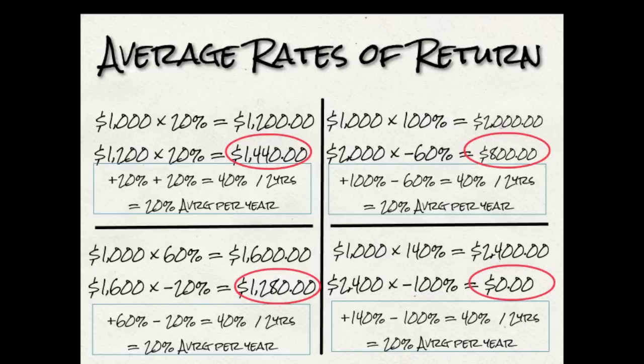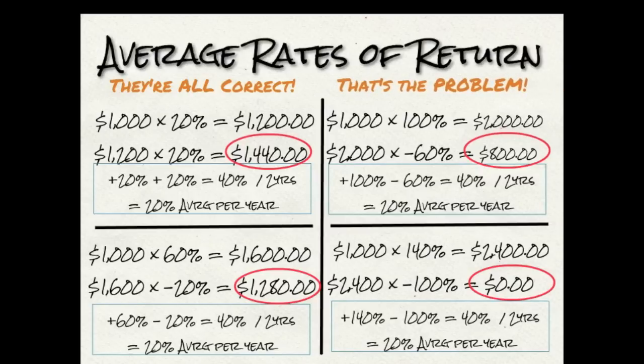But what's the math? Well, plus 140 minus 100% still equals 40%. And if you divide it by 2 years, it's a 20% average rate of return per year that you got on your money. You just happen to have $0 to show for it. Fact of the matter is, at the end of the day, all these answers are all correct. And that's the actual problem.